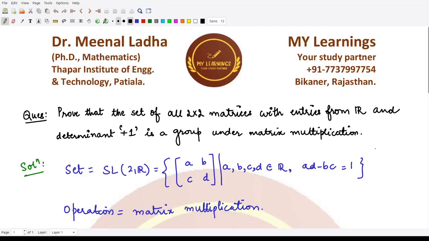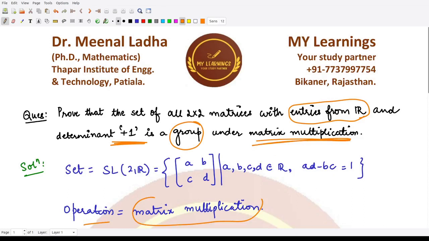In this video, we'll be looking at another question from group theory. Here in this question, they are saying if we take the set of all 2 cross 2 matrices whose entries are being taken from the set of real numbers and whose determinant is +1, we need to show that this forms a group under the matrix multiplication. So here the operation is given to be matrix multiplication.